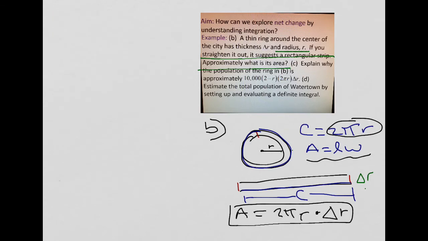So part C asks to explain why the population of the ring in B is approximately 10,000 times the quantity 2 minus r times the quantity 2 pi r times delta r. So you should be able to find out, hey, that's our answer from before. The reasoning behind this expression is because the population is equal to the population density times the area.